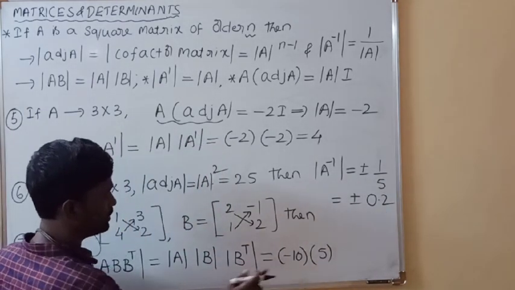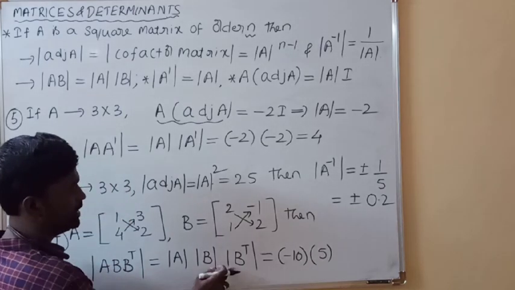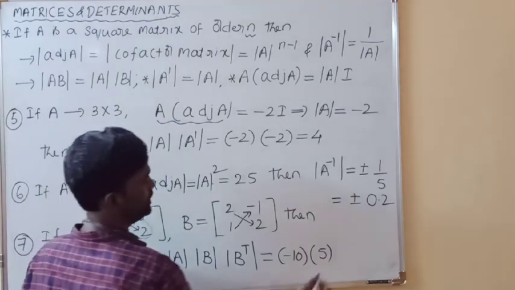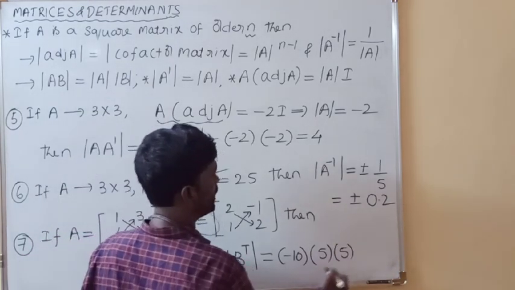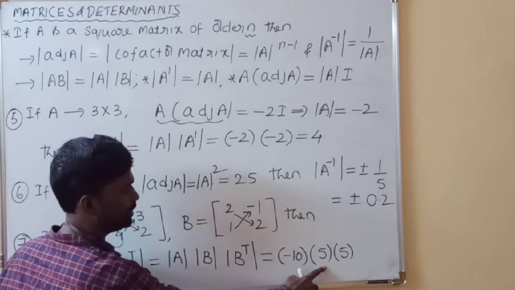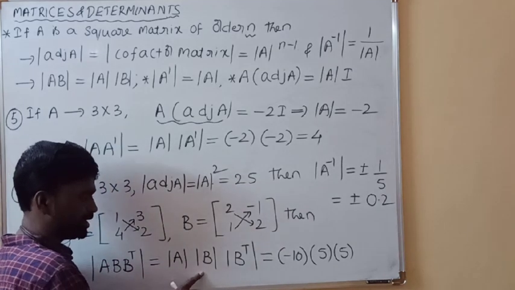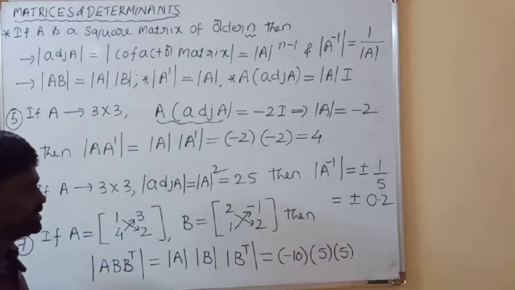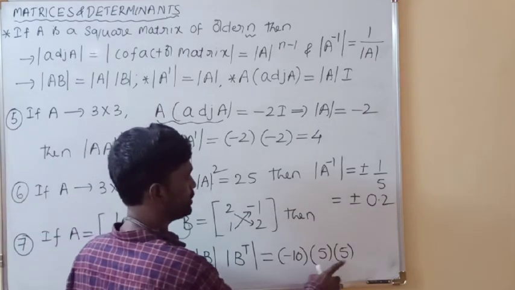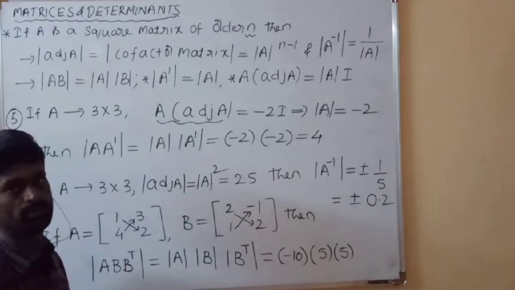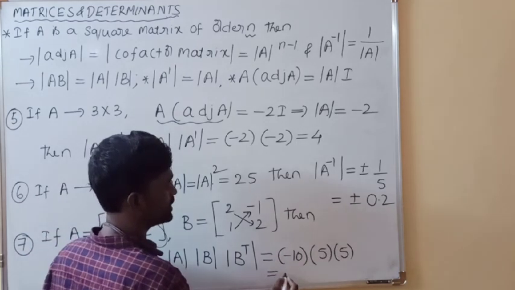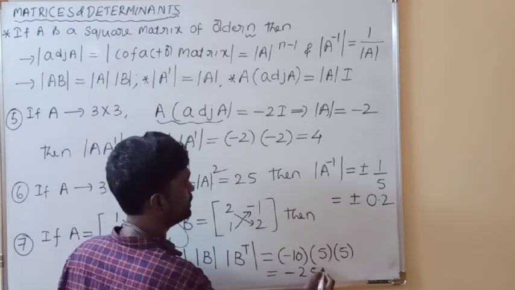This is the det A value. This is the det B value. Det of B dash is the same as det B only. So det of B dash is also the same as 5, because the det B value we got is 5. So det of B dash value is also 5. So on multiplying these, what will you get? 5 5s are 25. 25 10s are 250. So plus into minus into plus, minus. So the answer is minus 250.